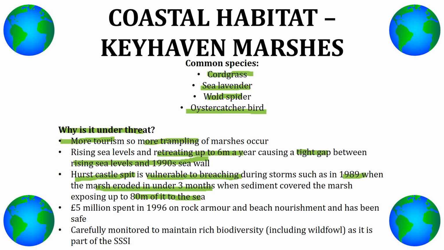What have they done to improve the area at Keyhaven? Well, they spent £5 million in 1996 on rock armour and beach nourishment, and since then it has been pretty safe. There have not been any worries expressed. And also it's carefully monitored to maintain its rich biodiversity, which includes wildfowl, and again, these over here, so cordgrass, sea lavender, wall spider, and the oystercatcher bird, as well as wildfowl. And it is part of the SSSI, which is the Site of Special Scientific Interest.